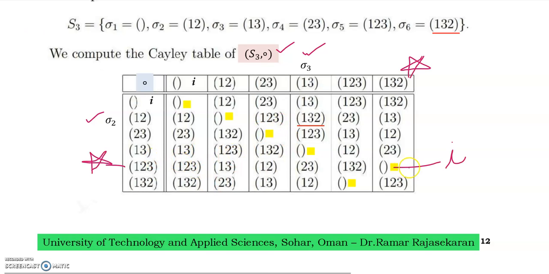Inverse. This is the identity element. You see here 132, 1, 2, 3. Inverse of each other.